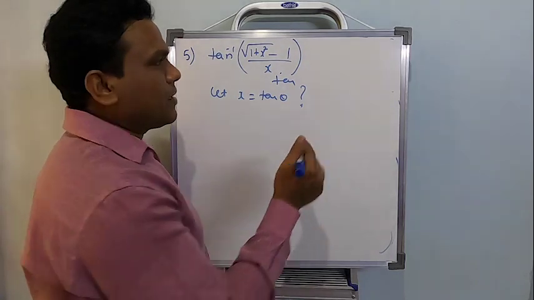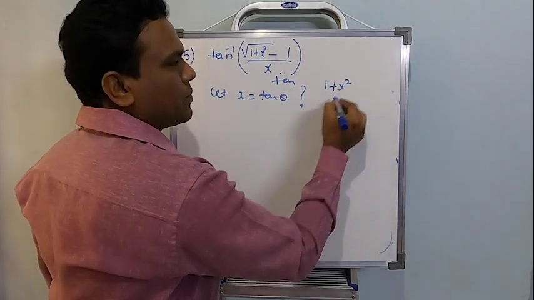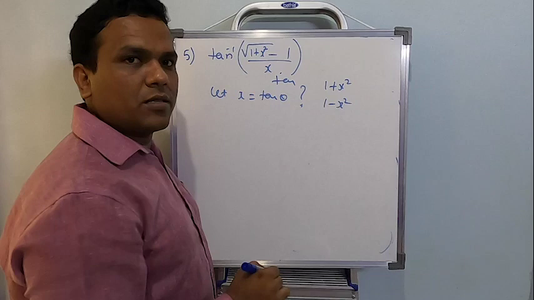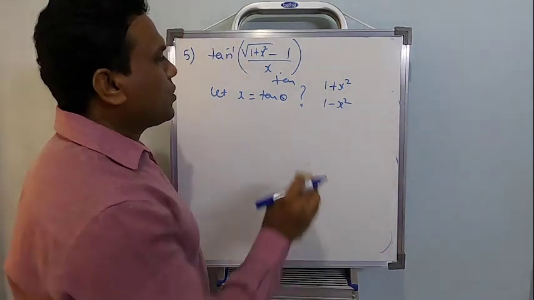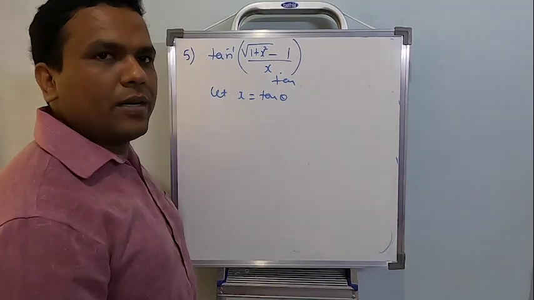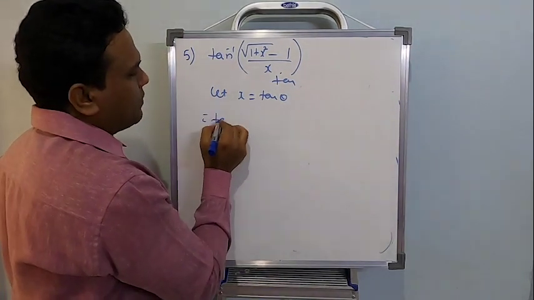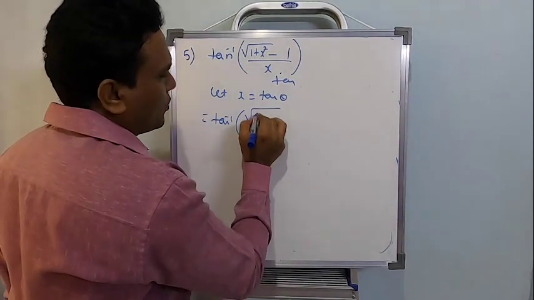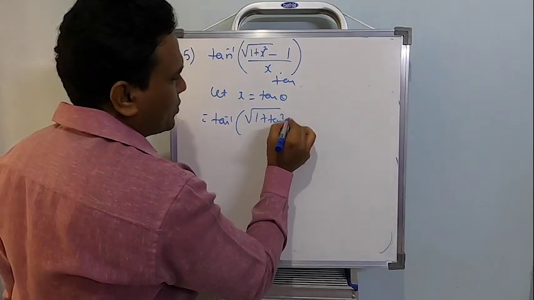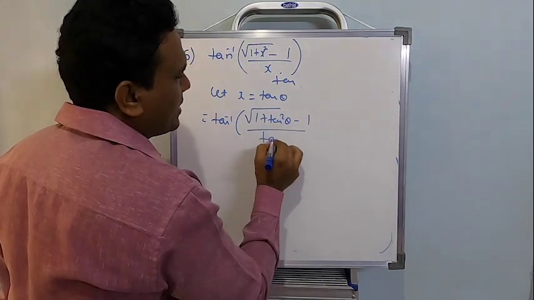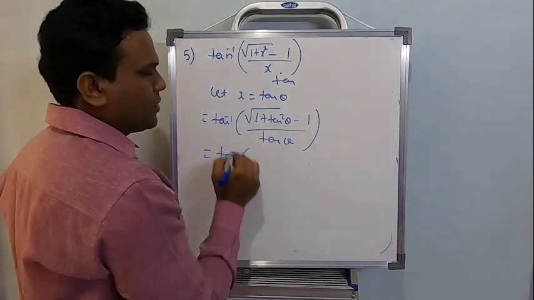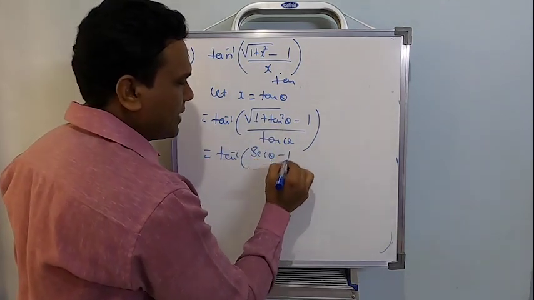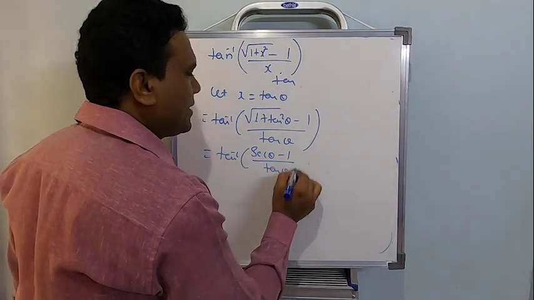What substitution is required whenever I get certain terms? For something like 1 plus x square, what's the substitution? Or something like 1 minus x square, what's the substitution? Everything is well mentioned. Okay, so let's consider root of 1 plus x square. I'm going to substitute back. So the left hand side will become tan inverse of root of 1 plus tan square theta minus 1 by tan theta. What is root of 1 plus tan square theta? Root of 1 plus tan square theta is secant theta, so secant theta minus 1 by tan theta.